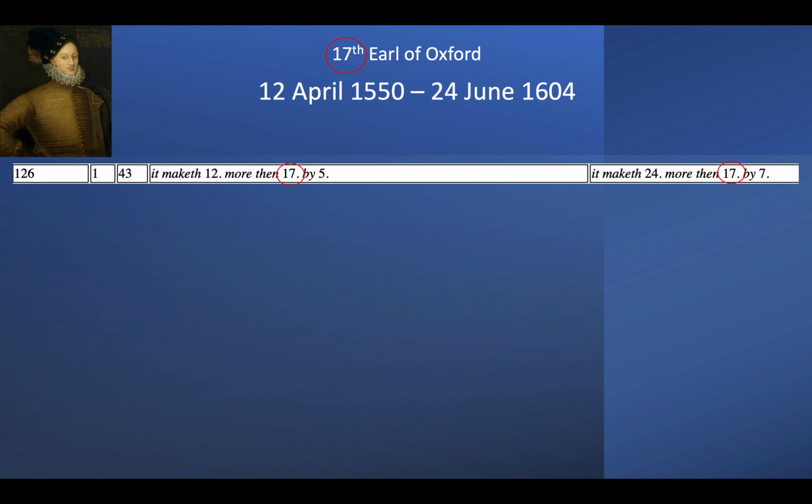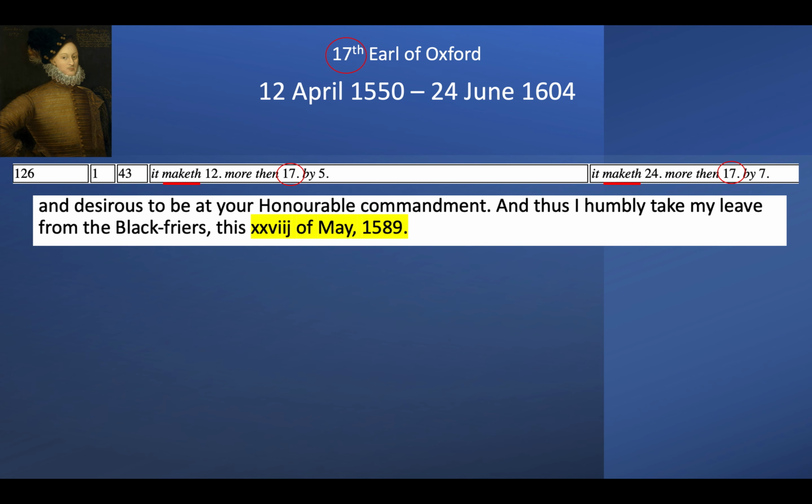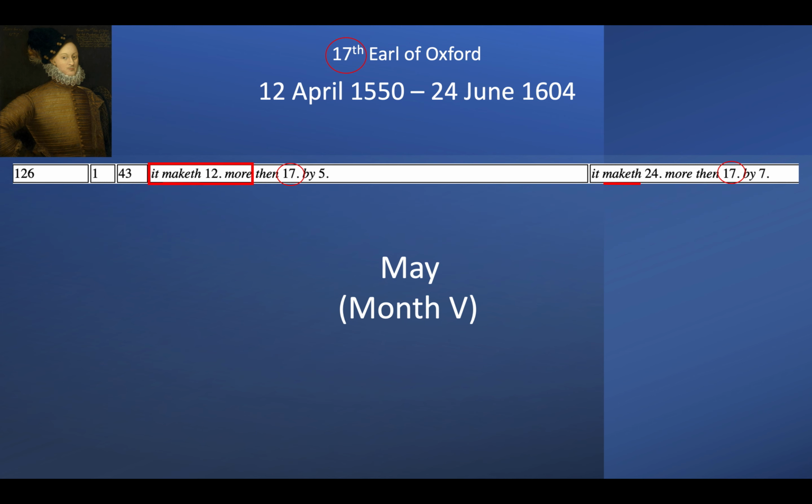17, 17, 17. It's the 17th Earl of Oxford. That's quite easy to work out. We have our maketh. As we said, maketh is really important because may is one of the keys in the printer's preface that's really useful for unlocking not just the sonnets, but when he reveals his identity a little bit later in the same book. So may, it's also the 5th month, month V. It maketh 12, well, it's the 12th of April, and it maketh 24. That's the 24th of June.